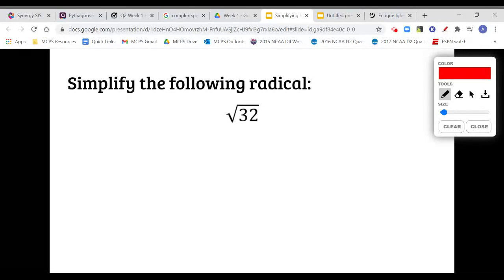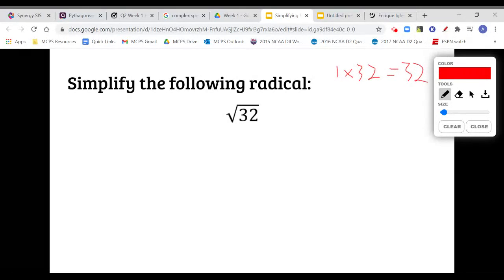Okay. So in order to do this, we basically have to break this number 32 into two of its factors. So a factor is one of the numbers that can multiply to get to 32. So let's think of some pairs of factors for 32. So I could multiply 1 times 32 to get 32. That means that 1 and 32 are factors of 32.